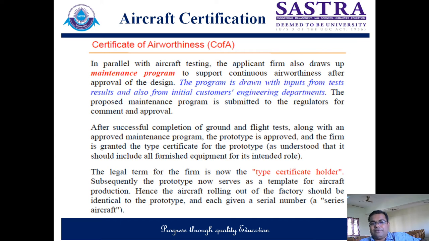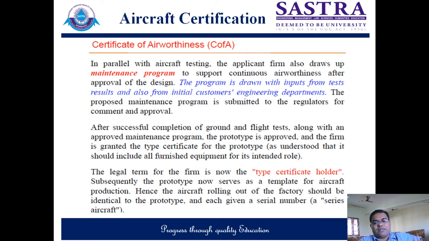In parallel with the aircraft testing, the applicant firm also draws up maintenance programs to support continuous airworthiness after approval of the design. The program is drawn up with inputs from test results and also from initial customers' engineering departments. The proposed maintenance program is submitted to the regulators for comment and approval. After successful completion of the ground and flight tests, along with an approved maintenance program, the prototype is approved and the firm is granted the type certificate for the prototype.